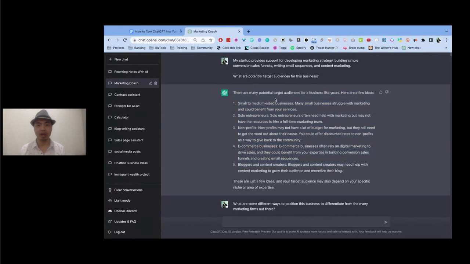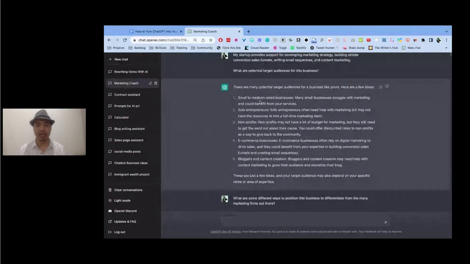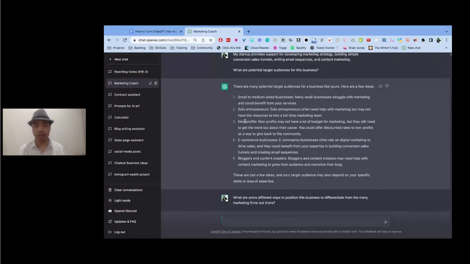And it basically said, okay, based on these services you've mentioned, there are many potential target audiences. Here are a few ideas. It's giving me 5 ideas: small to medium size businesses, solo entrepreneurs, nonprofits, e-commerce businesses, bloggers, and content creators. All valid, and some better than others, specifically for my situation. But as you can see, it's already giving me some good guidance as to, here are some ideas or target audiences you might want to think about. And you can certainly ask it to give you more, right?